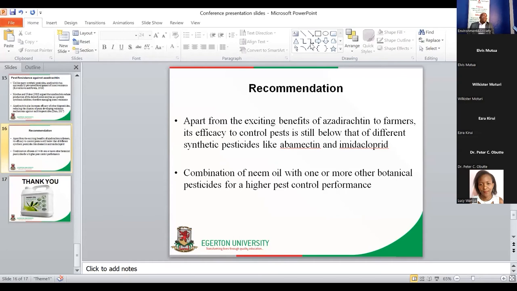How biodegradable are the active ingredients? She's also asking how biodegradable are the active ingredients of the pesticide. Yes, the active ingredient of this neem oil is azadirachtin, which is far much more biodegradable as compared to synthetic pesticides like imidacloprid and abamectin. And that's why we are saying that it leaves zero chemical residues on our agricultural produce. So it is safe for consumption as compared to these synthetic pesticides, which are non-biodegradable.